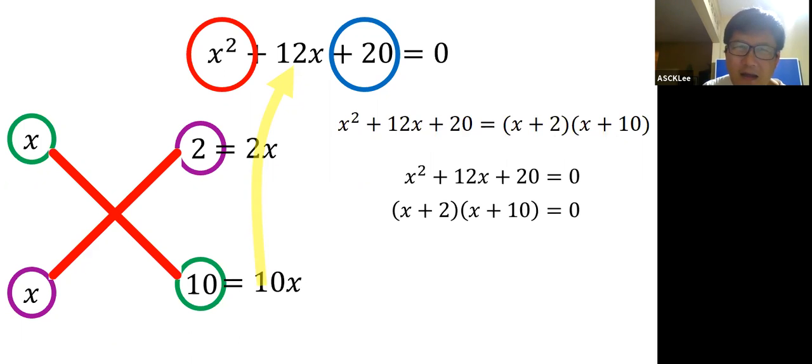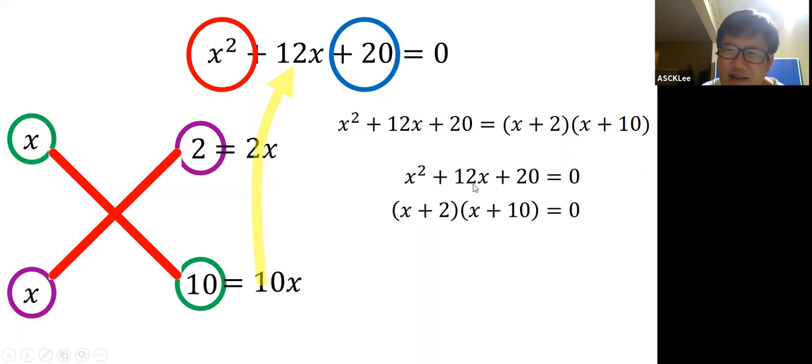So again, go back to the question, x squared plus 12x plus 20 equals 0. Replace this with the factors. And why are you replacing it with the factors? You have to be able to answer why you replace this with the factors. You replace it with the factors so that you can apply the zero product property.